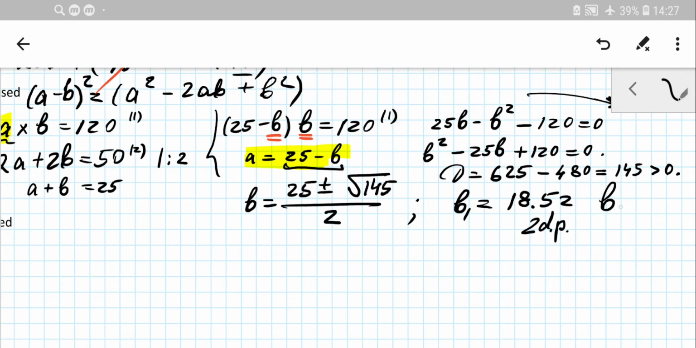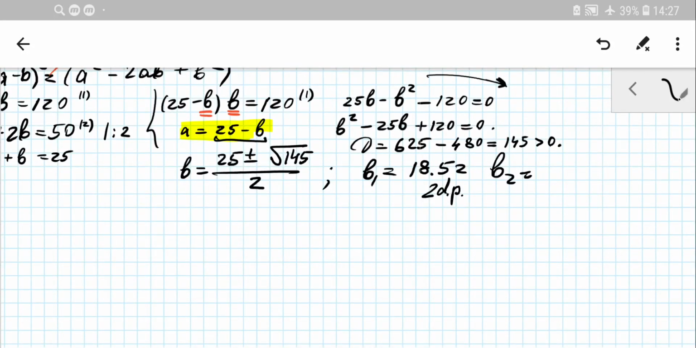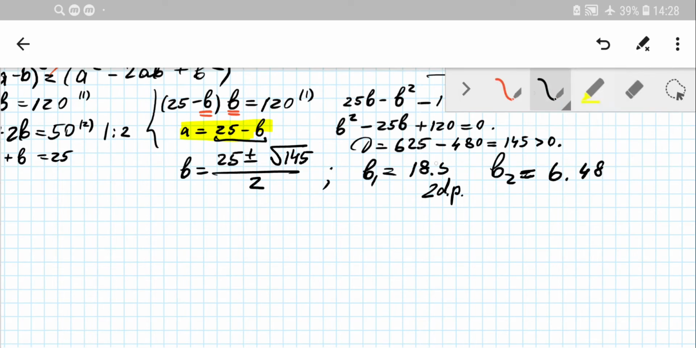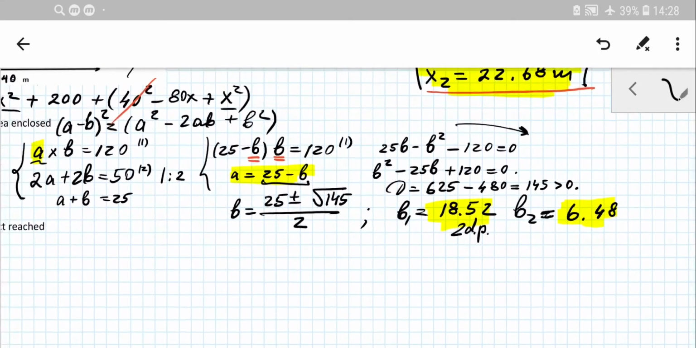What about b2? I use the minus sign, and I know already that it'll also be positive. First estimate if it's negative, it doesn't work because a side dimension cannot be negative. In the second case, using the minus sign, I'll get 6.48, and that is the second solution. Because we have found only solutions for b, we need to find the solution for a as well.